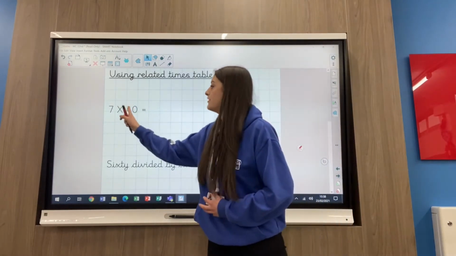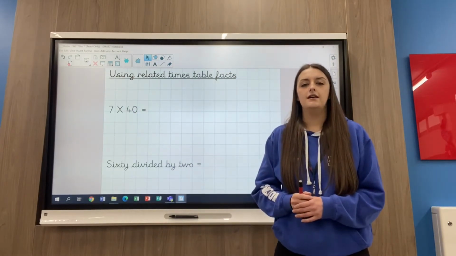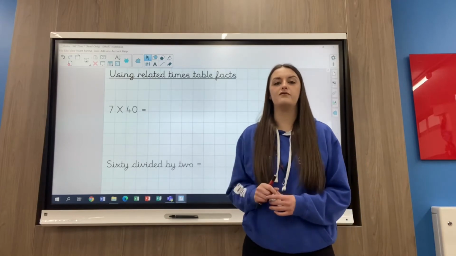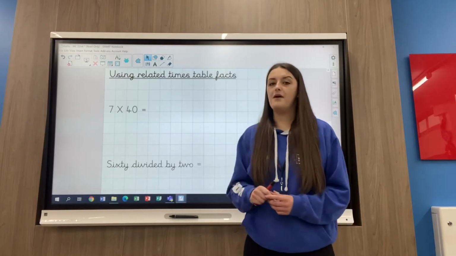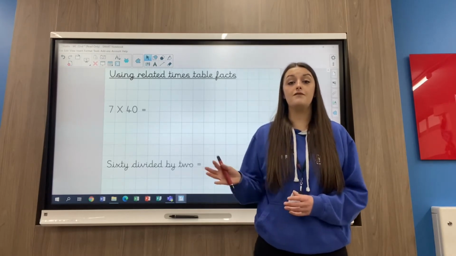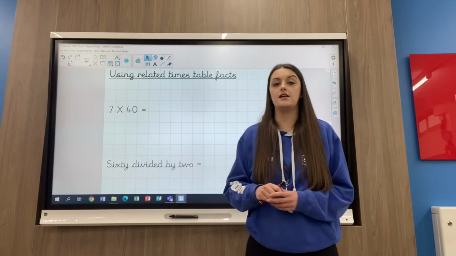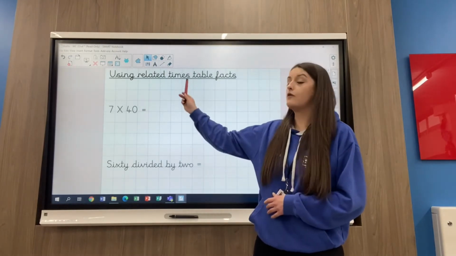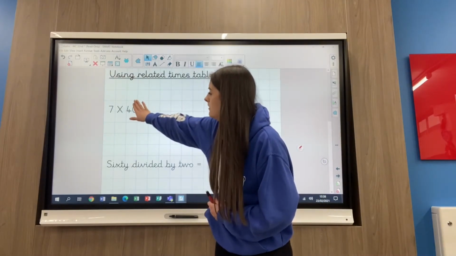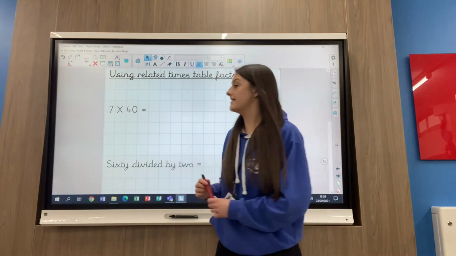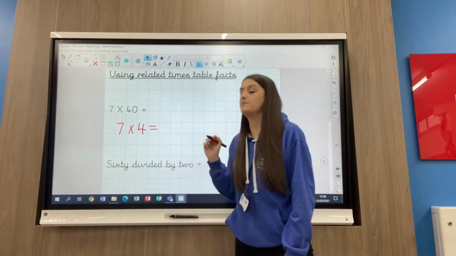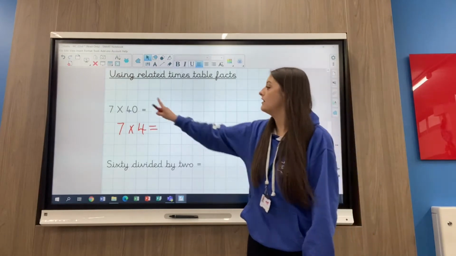So I've got 7 multiplied by 40. Now, my 4 times table, I know up to 12 times 4, but 7 multiplied by 40, I won't just know off the top of my head, that's a very big number. Now, some of you might want to put this in short multiplication, but we can use our related times table facts. So if I cover over that 0, can you see that number sentence there? It's 7 multiplied by 4. And we can use that related times table fact to help us work out this question.